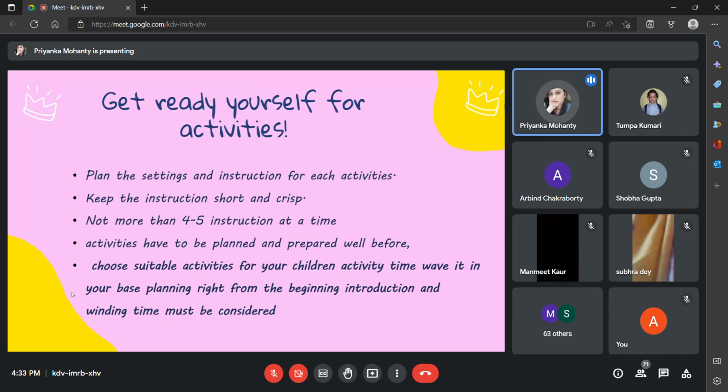When we are giving any instruction to the children, for example, make a line, go one by one and touch the red ball over there, we should give the instructions very clearly so that the child will grasp them properly and follow them properly.